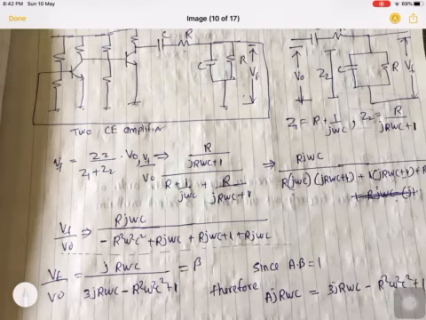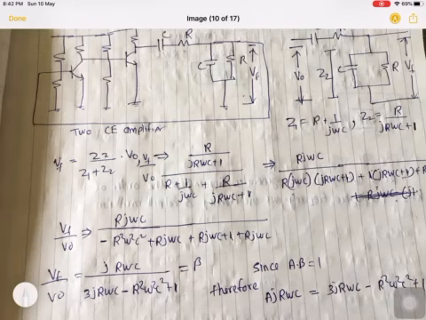I write VF upon V0 as j R omega C over j R omega C minus R squared omega squared C squared, plus these two j R omega C terms combine to make 3, plus 1. So the final value of VF by V0 comes out to be j R omega C divided by 3 j R omega C minus R squared omega squared C squared plus 1. This is beta.